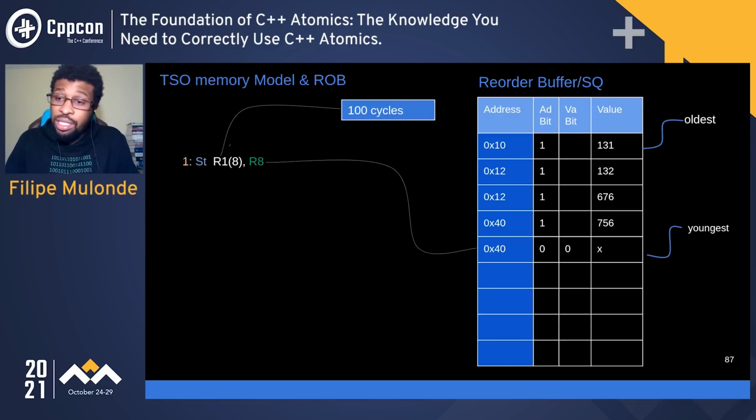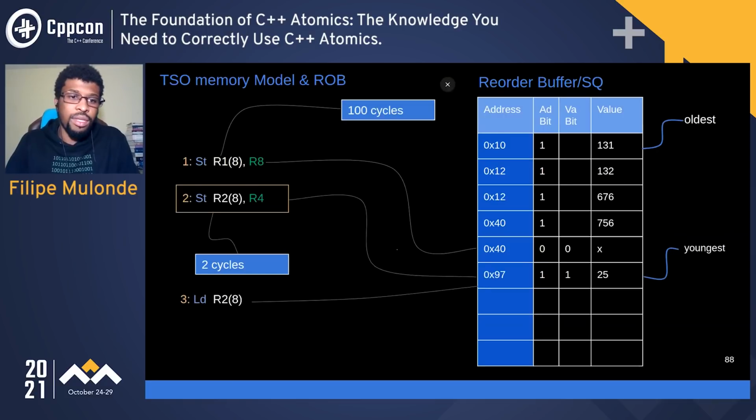Because the address is not ready, and the value is also not ready, we update the reorder buffer entry of this instruction by setting the address bit to 0 and the valid bit to 0, because the value and the address are not ready. After that, the second instruction arrives, and we also allocate an entry for that instruction in the reorder buffer.